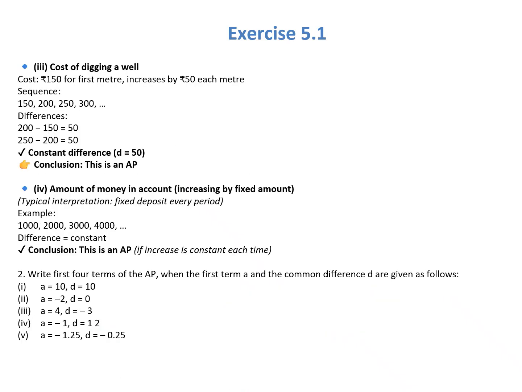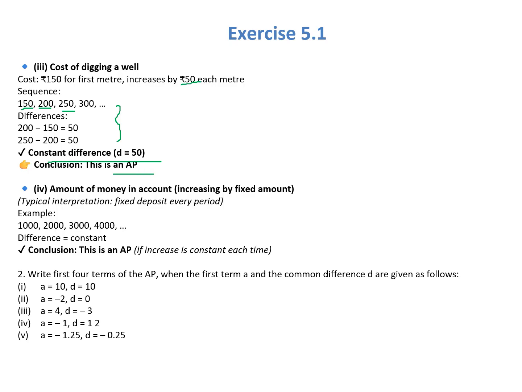Okay, now the third question. We have been given the cost of digging a well. The cost is 150 for the first meter, which is the constant, and then it is going to increase by 50 for each meter. So for each additional meter, the cost will increase by 50. If it is 150 for the first, then it will increase by 50 for the next meter, which is 200. It will increase by 50 again to 250. So the common difference is the same, 50, and because the common difference is the same, this is an AP.